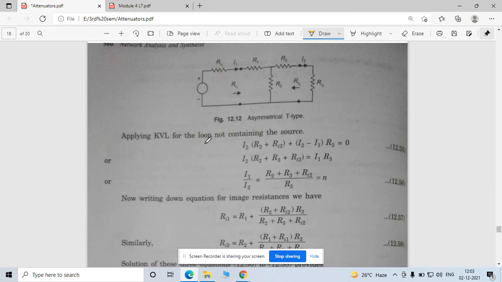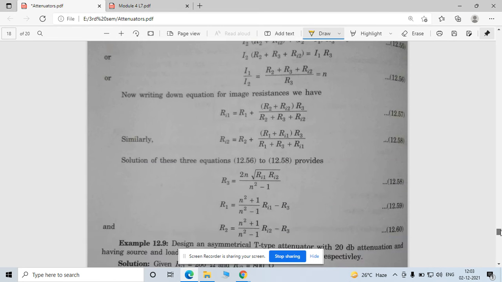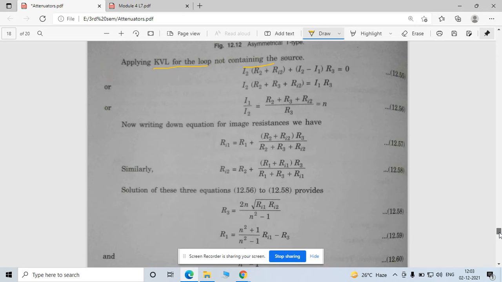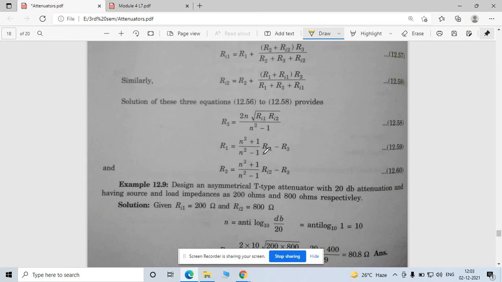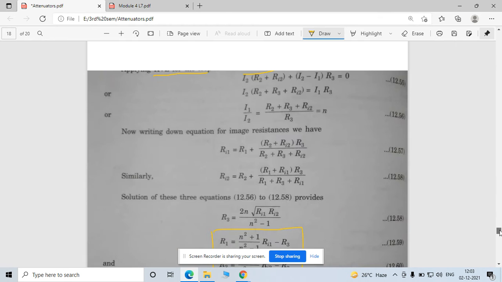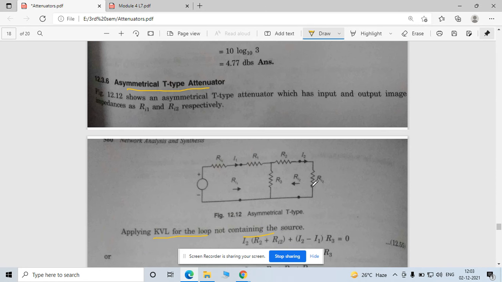Okay, simply apply KVL here. KVL for this loop which does not contain any source, and find the ratio of the currents I1 by I2. In the same way you can find the image impedance for port 1 terminal and port 2 terminal, and then find the equivalent resistance for port 1 terminal in terms of image impedance. So these are the R1 and R2 values, right?